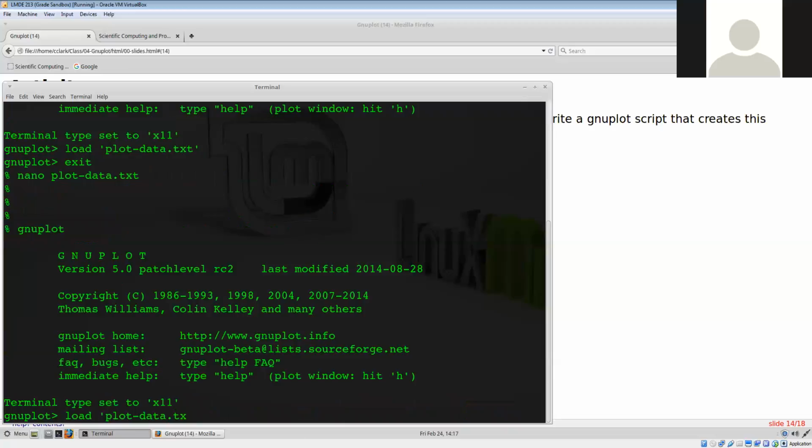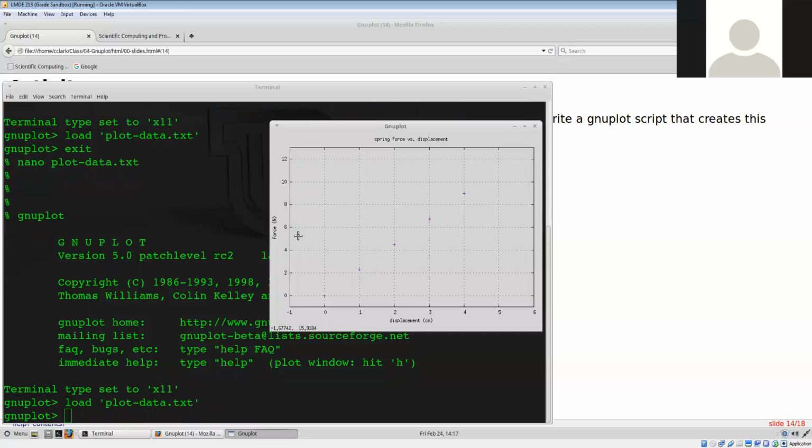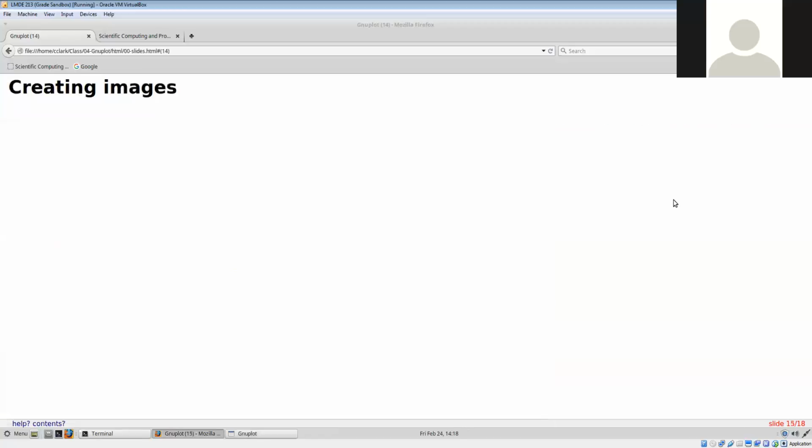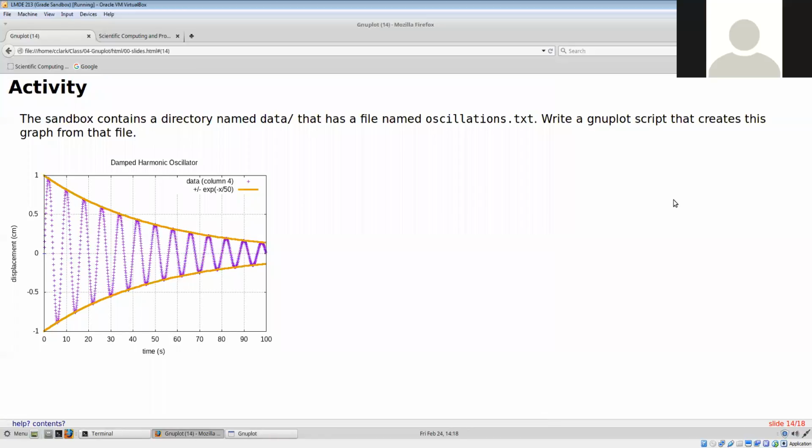So load plotdata.txt. One thing that you might notice is, if you set your X range, every time you load a script, it's just as if you typed it in from the command line. So it doesn't reset everything to be as if you had just started Gnuplot. Anything that was in a script that you ran before you run another script is still going to be there. If you need that reset, you have to explicitly reset it, or close Gnuplot, open it back up, and then run it. There may be a reset command. I don't know. I never use it. Just like grid.